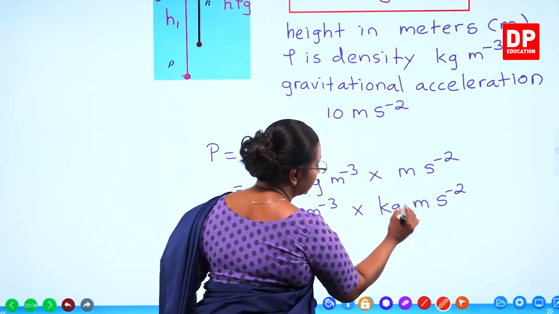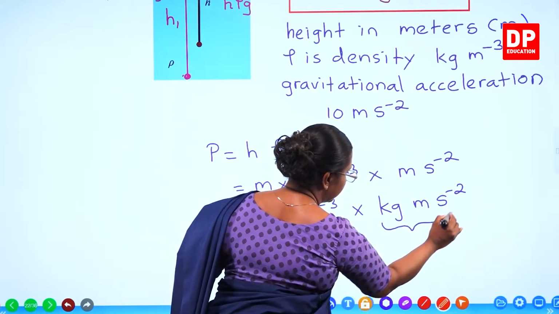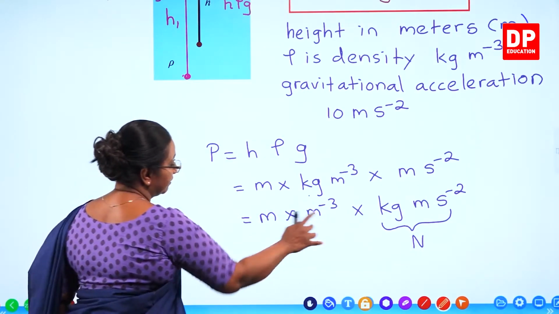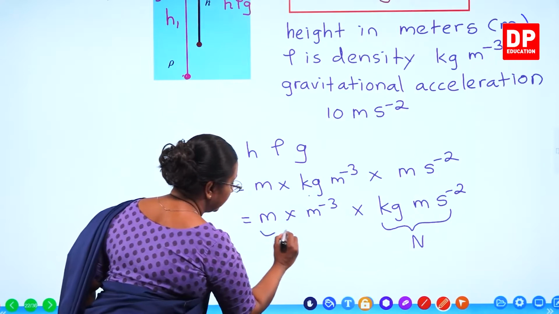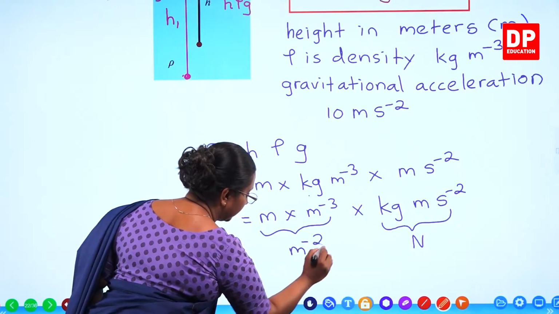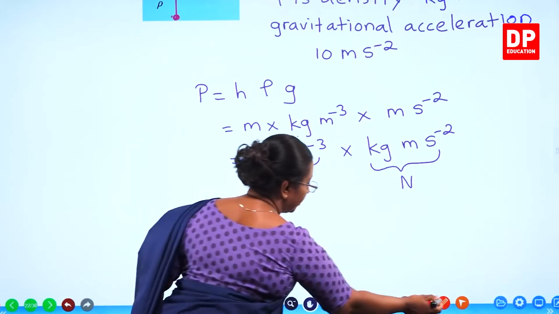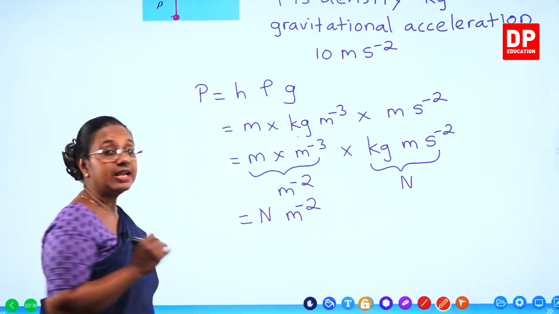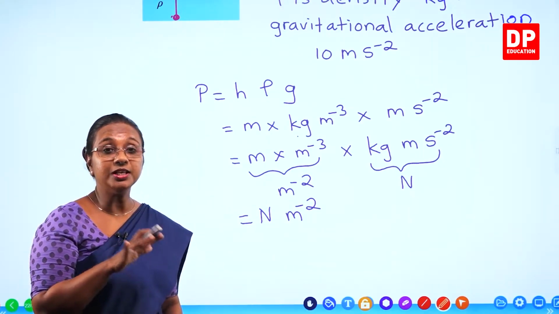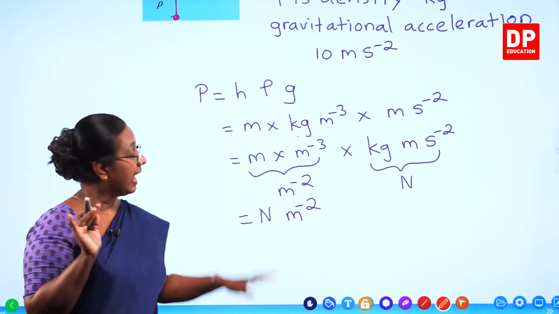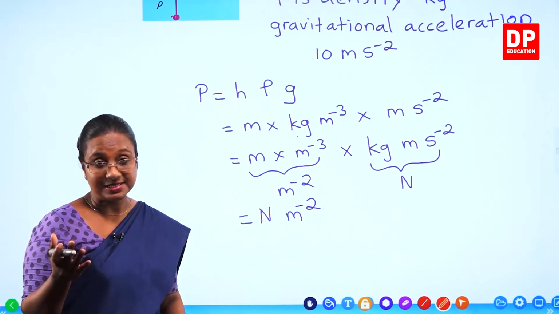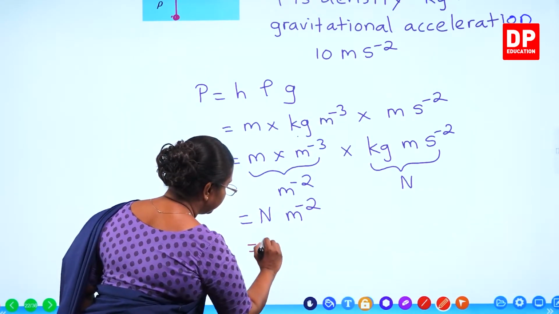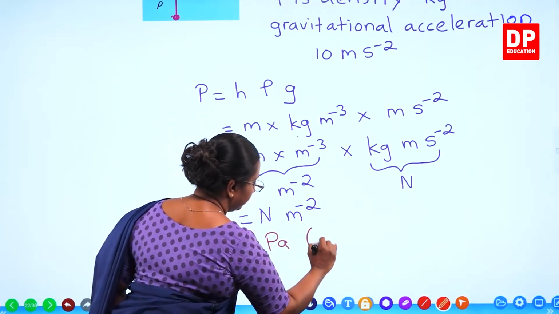This you all know, mass into gravitational acceleration is weight. So that is equal to newtons. And over here we have meter into meter minus 3, that will become meter minus 2. So what is this unit going to be? Newton meter minus 2. That is the unit that we got first for the pressure exerted by solids. And that is equal to what? Pascal. After the scientist, Pascal. So this will be equal to Pascal.